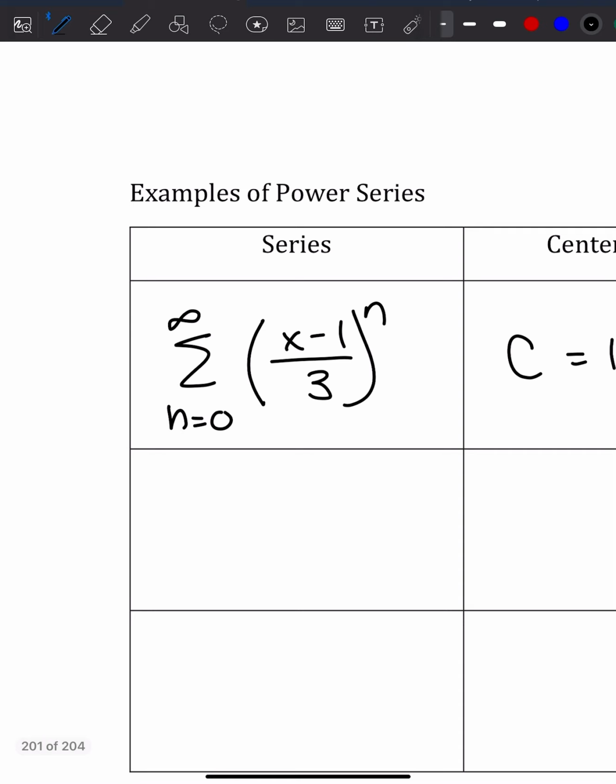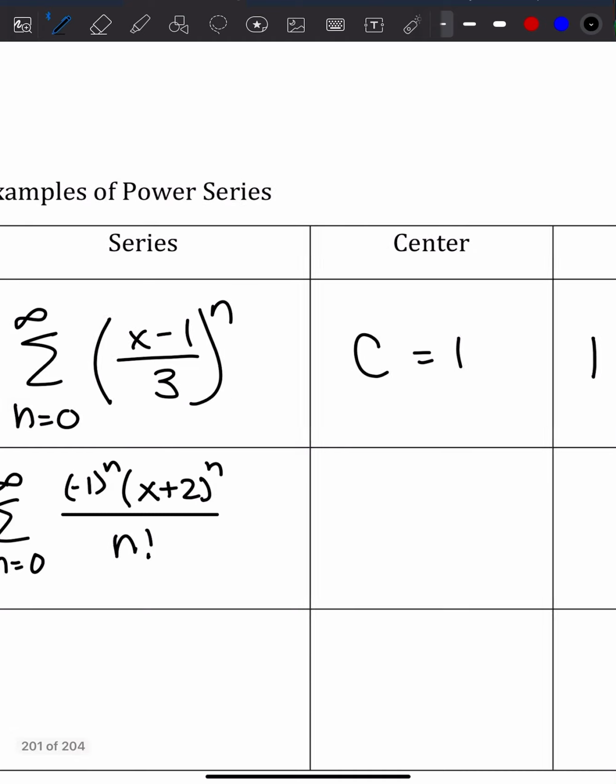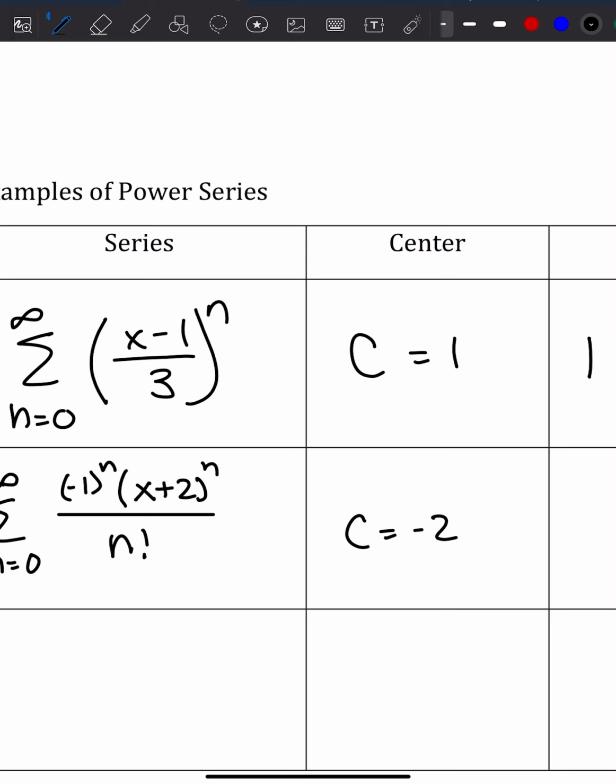Another one we have is the summation from n equals 0 to infinity. I want 0, not 1. I think I keep saying 1. And it's going to be of negative 1 to the n times x plus 2 to the n divided by n factorial. Same thing, we're looking for our value of c. c is always going to be with x. Normally it's in the form of x minus c. So when we look at this, c has to be negative 2 because we have x minus our value.